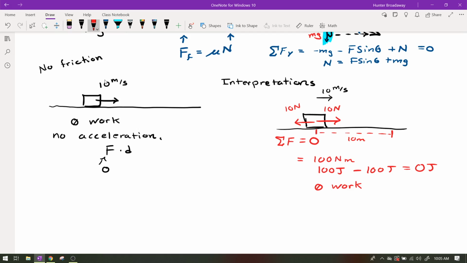Does that make sense? It's just a little sneaky thing that I like to try to do. Okay, so you've got to remember that it's like a number. It's like you're balancing your checkbook.